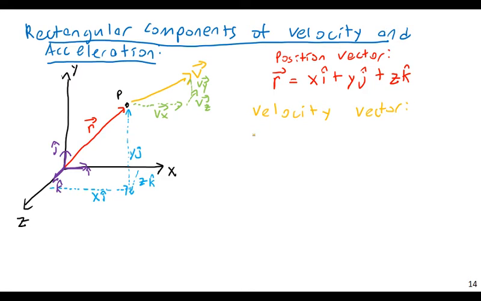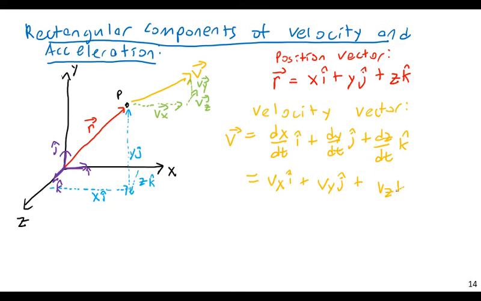will be, well, velocity vector v is equal to dx/dt times unit vector i plus dy/dt times unit vector j plus dz/dt times unit vector k. Or I can also make this simply vx i plus vy j plus vz k.